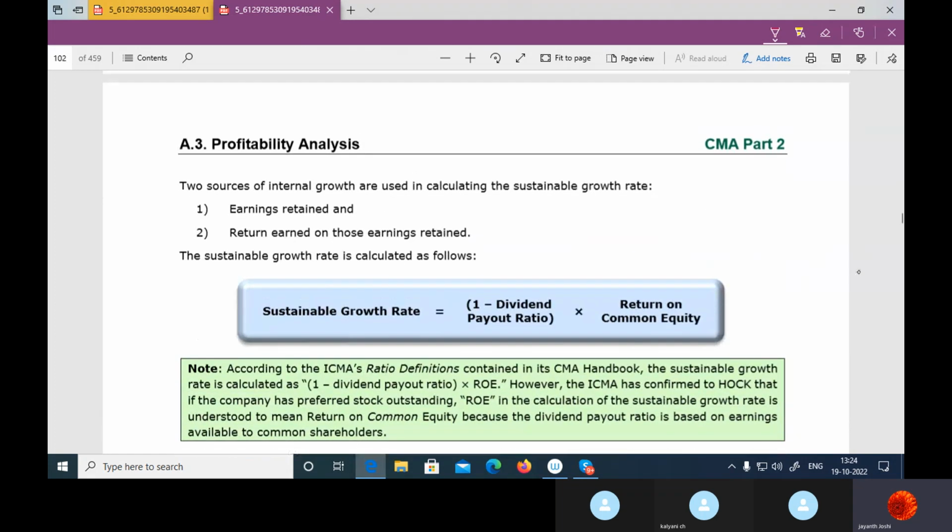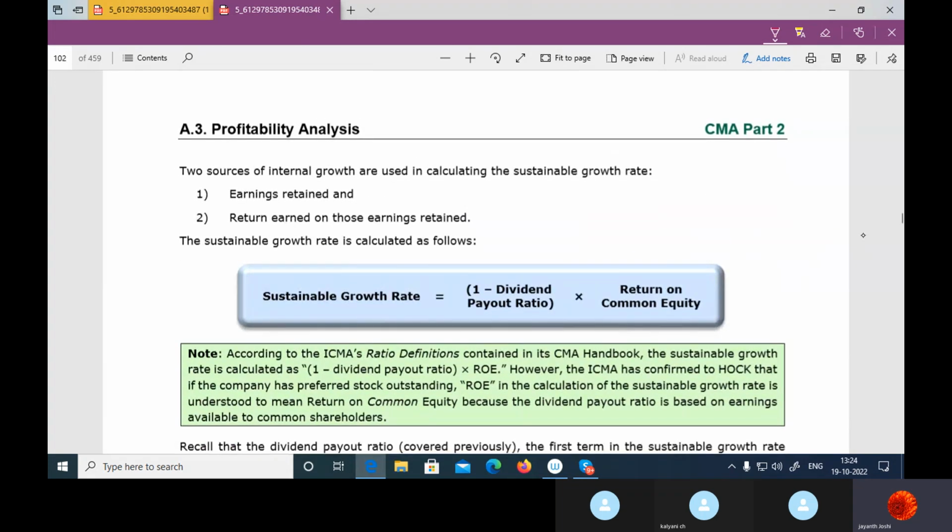See, what is sustainable growth rate? I'll give you a small example. Say $100 is the company's earnings. The company declared a dividend of 10%. So dividends are now $10 and retained earnings is how much? $90, correct?